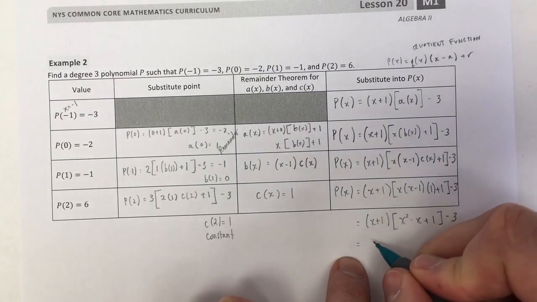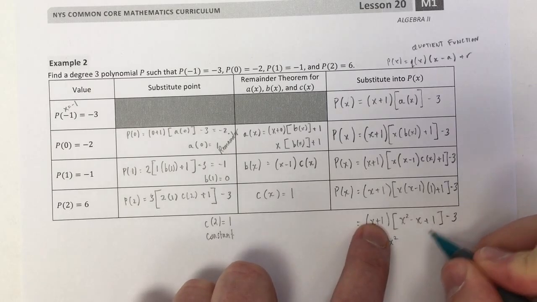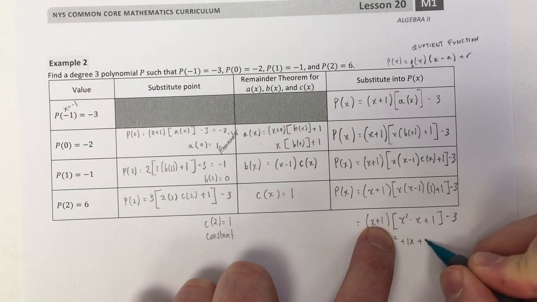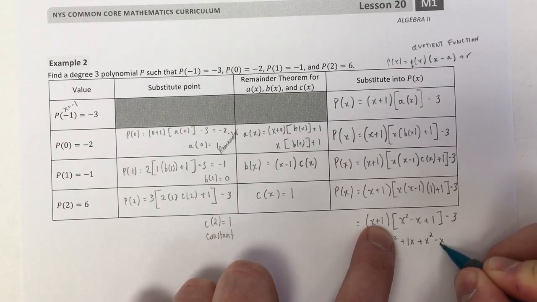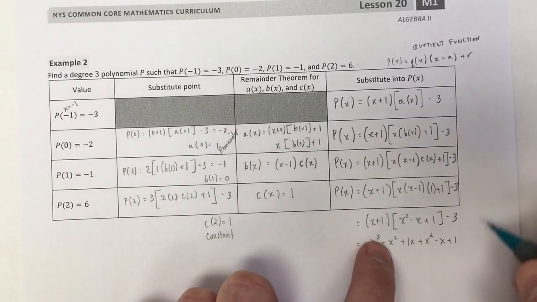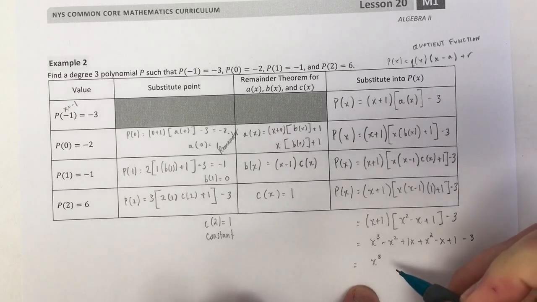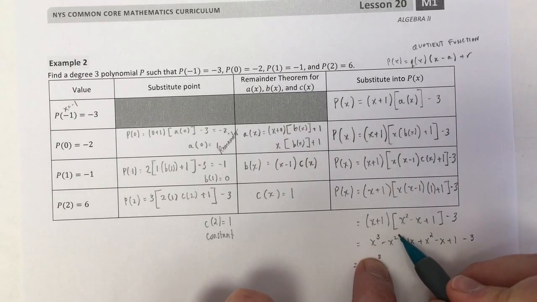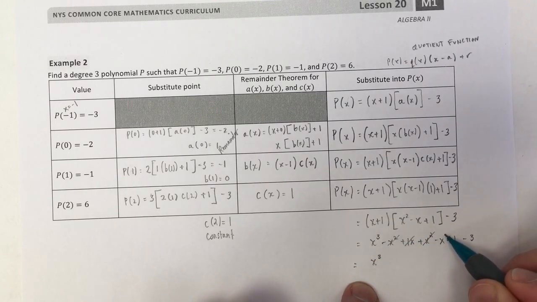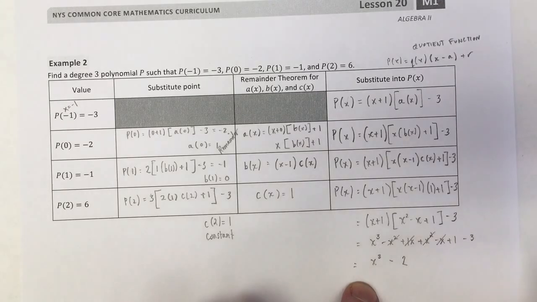I distribute this in, I'm going to get x cubed minus x squared plus 1x plus x squared minus x plus 1. That's all the distribution into that, minus 3. Simplify: x cubed. I notice that I have a minus x squared, a plus x squared, a plus 1x, minus 1x. And so ultimately I'm just left with negative 2.